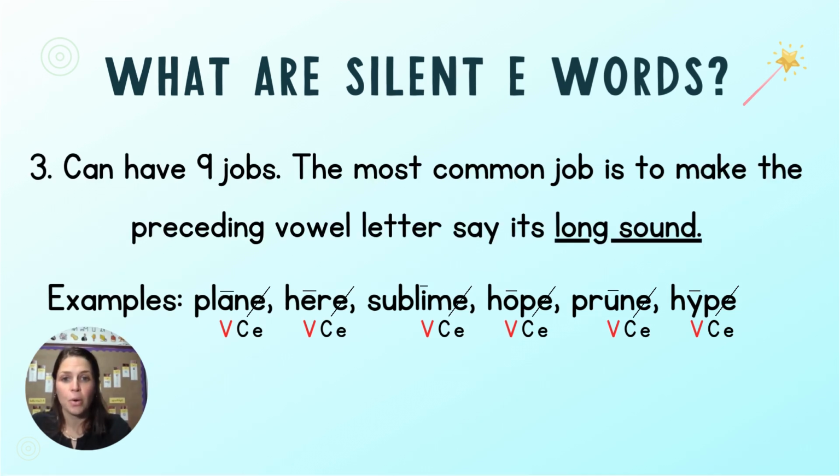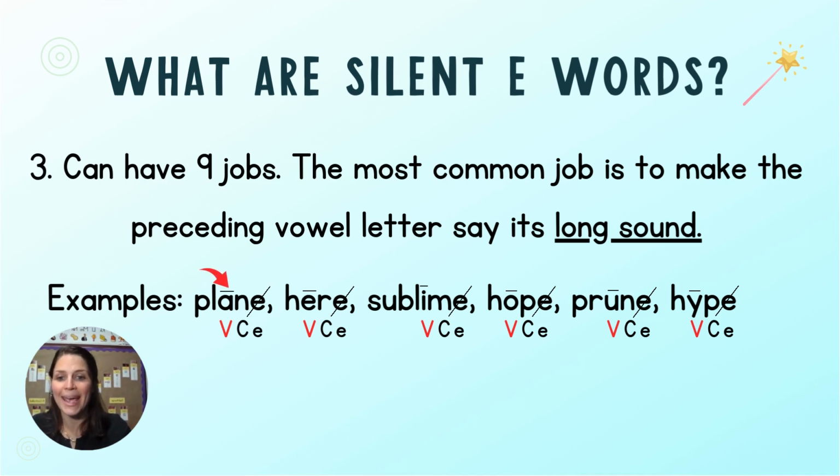The third thing to know about silent E words is that they can actually have 9 jobs. There's 9 jobs of the silent E. But the most common job, and the one that we teach most often, is to make the preceding vowel letter say its long sound. So that first vowel in the word or syllable, the one that comes right before the consonant, the one we're looking for when we're identifying these silent E words, that vowel-consonant-E, that is going to say its long sound. So the job is to make the vowel long.